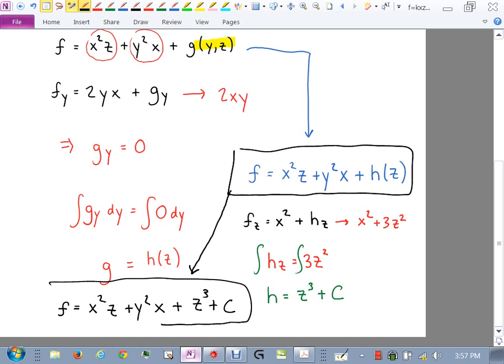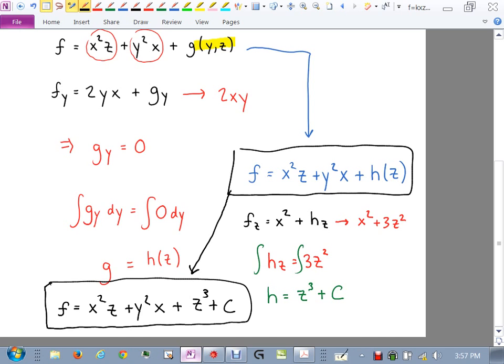Now what's the good news about these problems? What's the good news? Yeah, that's true. How do you know if you're right? Take the gradient, right? If I take the gradient of that, the gradient vector field, it should match what I had up there, right? If it doesn't, you messed up somewhere. So there's a way to check your work pretty easily.